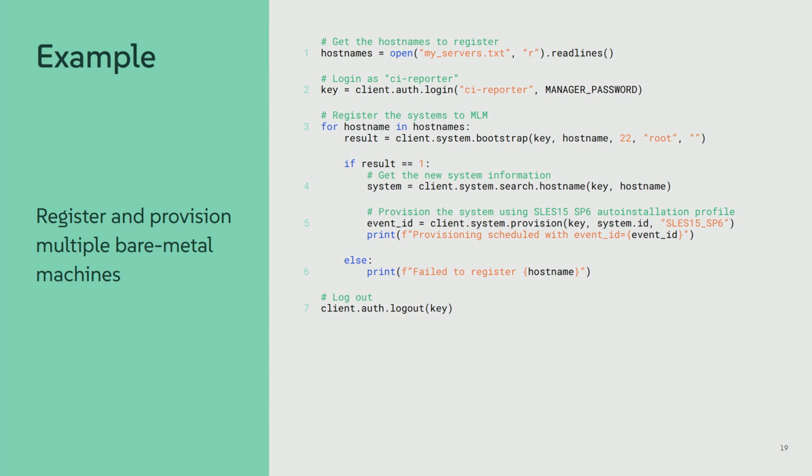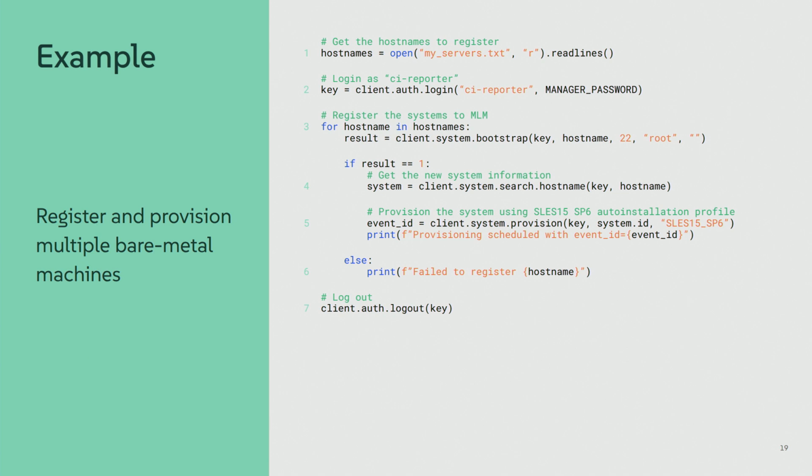So this part is going to run for each host name, and then finally we log out again. So at the end, the output of this is hopefully a bunch of lines saying provision scheduled with event ID and a bunch of event IDs. So you can just visit any of those events to find the status for.